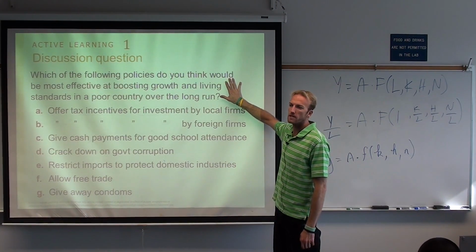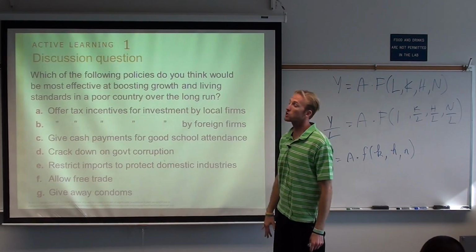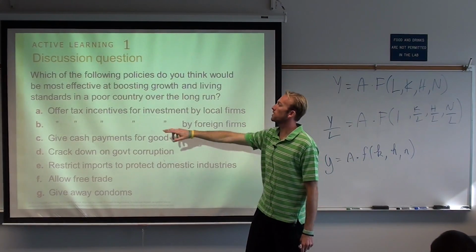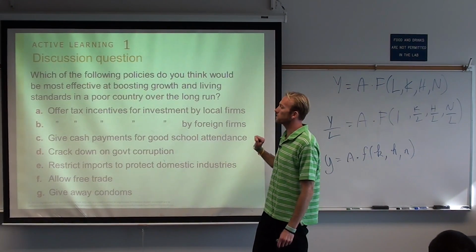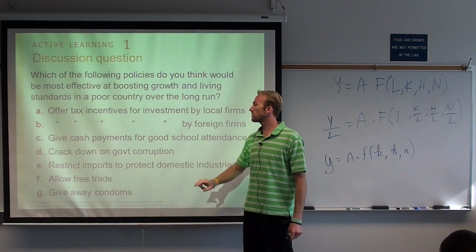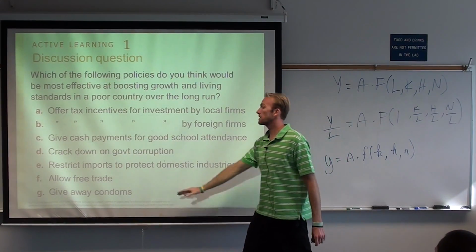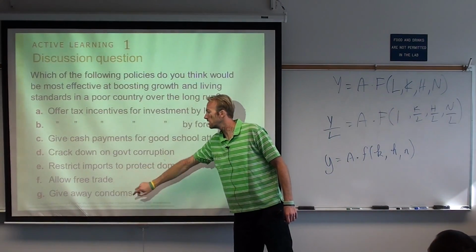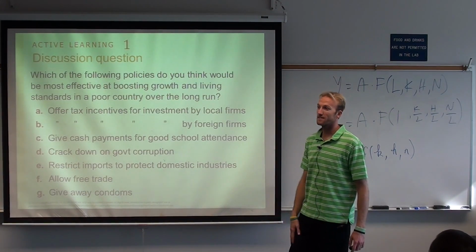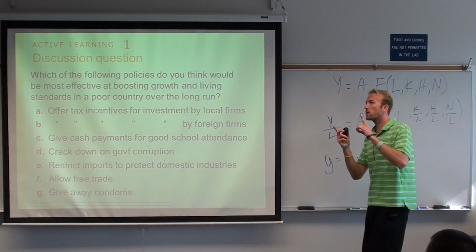Why do we want to raise Y over L? Because we want people to have better living standards, right? So here are some options. Which ones should we do? Should we offer tax incentives for investments by local firms? Or should we offer tax incentives for investment by foreign firms? Should we give cash payments for good school attendance? Should we crack down on government corruption? Should we restrict imports to protect domestic industries? Should we allow free trade? These are kind of opposites, right? Should we give away free condoms? Should we do which of these? Okay, so take a 10-minute break, and we'll come back.